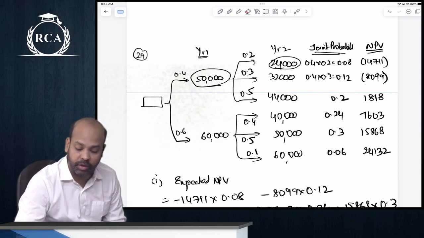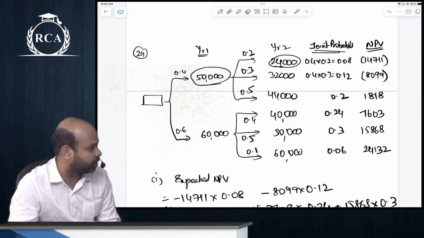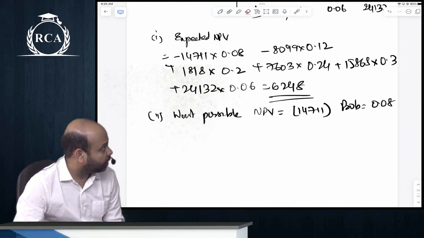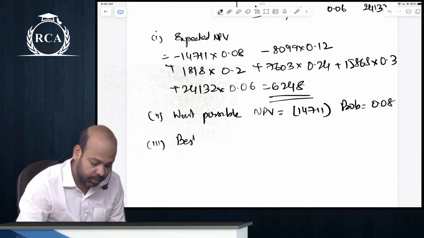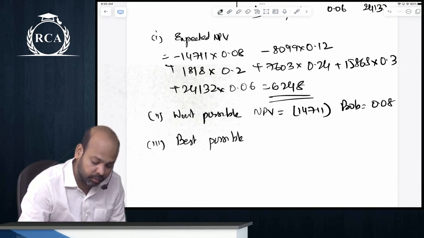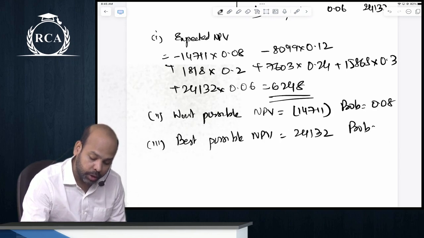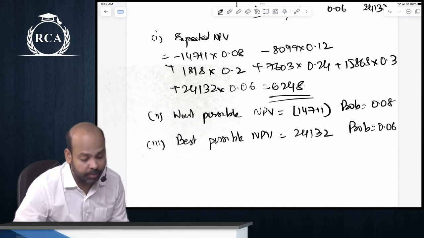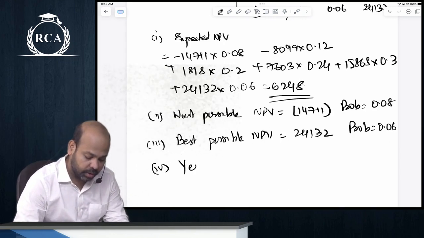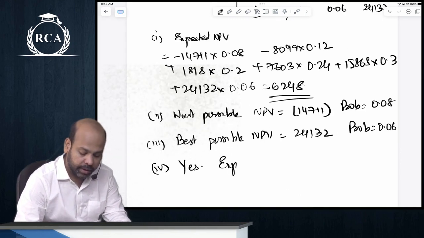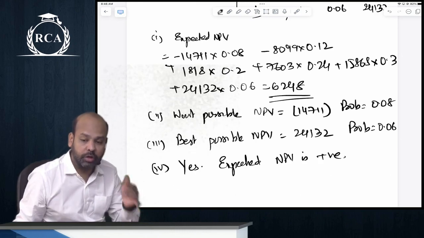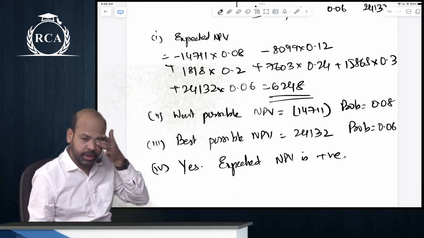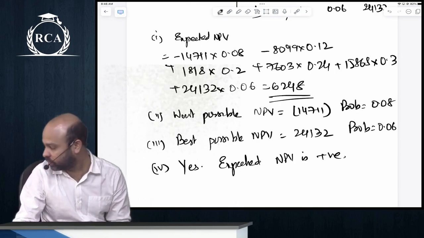The worst scenario is 14,711 and the chance is 0.08. What is the best possible scenario, guys? Best possible NPV 24,132. The probability of occurrence beta is 0.06. Will the project be accepted? Fourth bit, yes. Why yes? Expected NPV is positive. Because the expected NPV is positive, guys, the project should be accepted. That will be the answer.